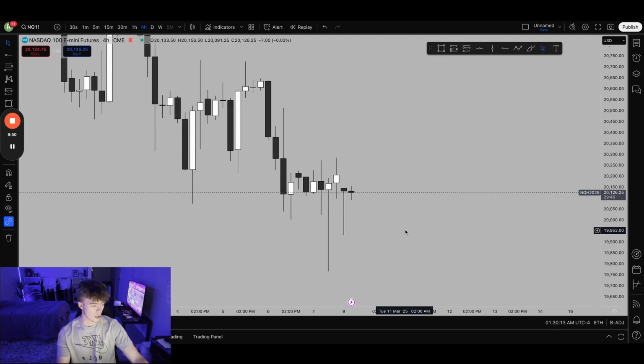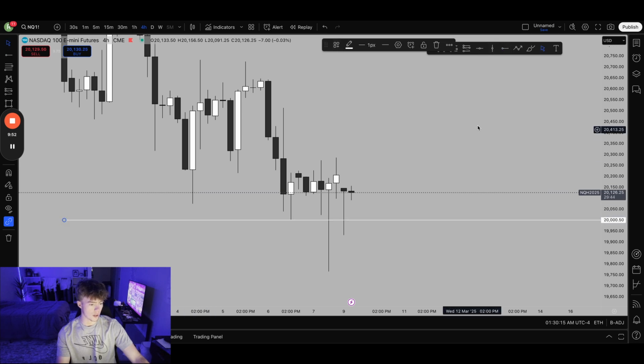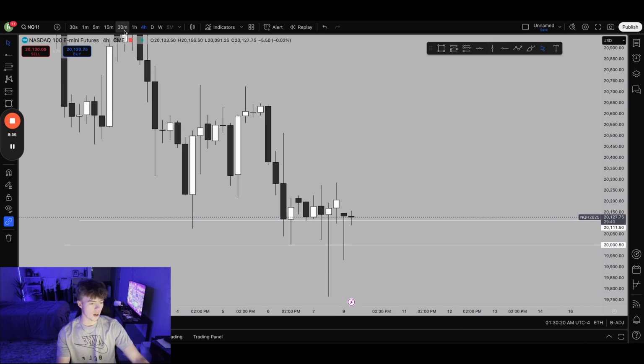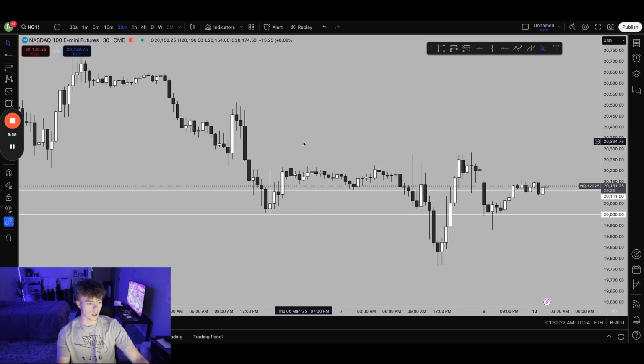Let's remove all these drawings. We still had our draws around here somewhere. I'm just gonna mark them out. But we had draws down here, and if we scale down to the 30-minute, now we're looking at Friday.